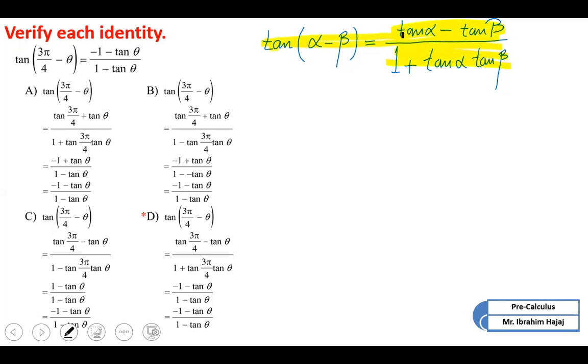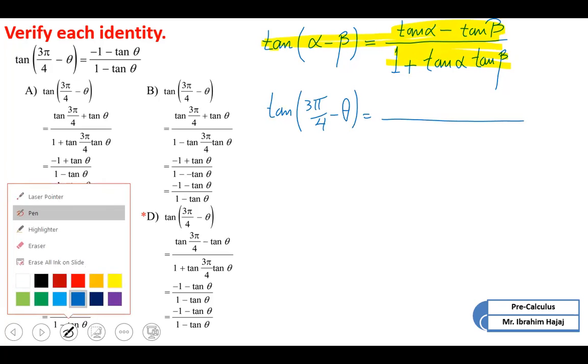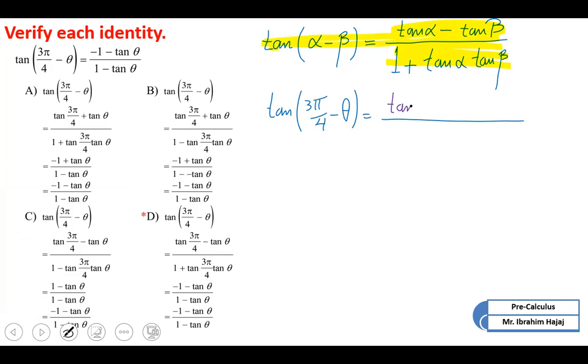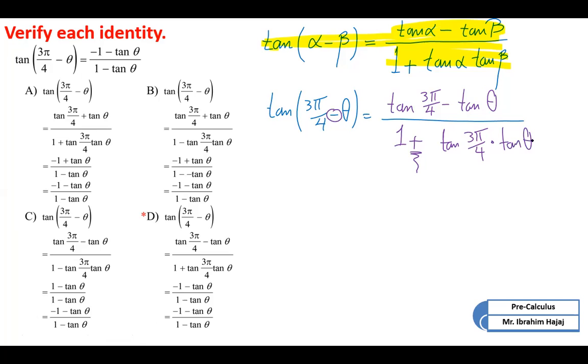Okay, so let's apply it here, guys. Tan of 3 pi over 4 minus theta equals, make a fraction, and then tan the first, which is tan 3 pi over 4, minus tan the second, theta, over 1 plus, so here it is minus, so this one will be plus, then tan 3 pi over 4 multiplied by tan theta.